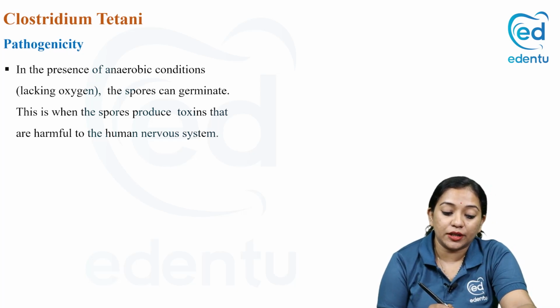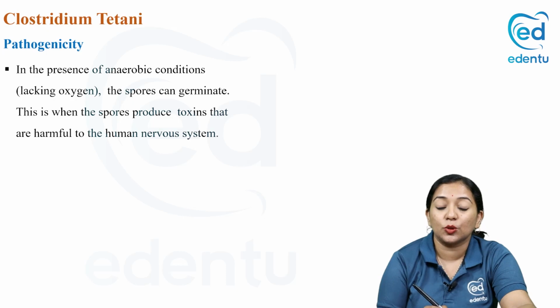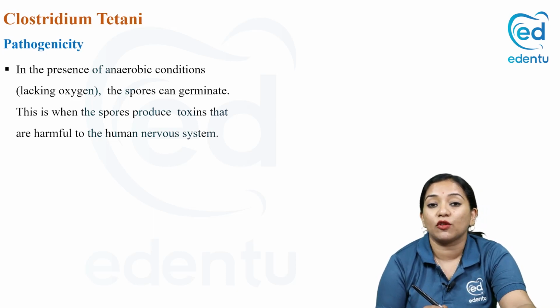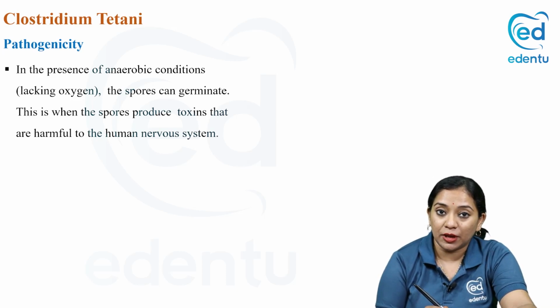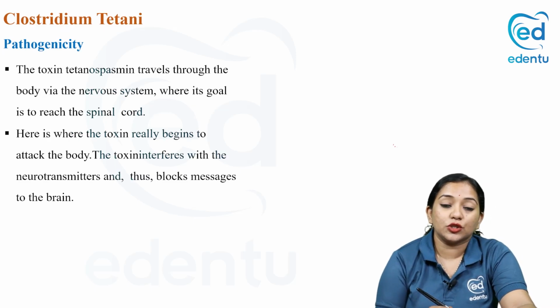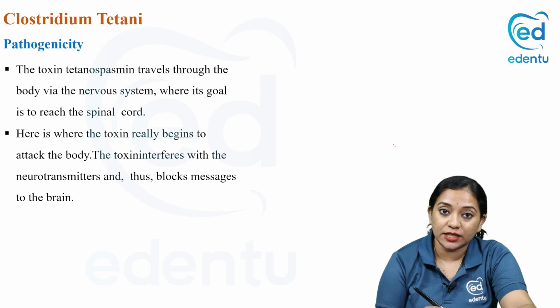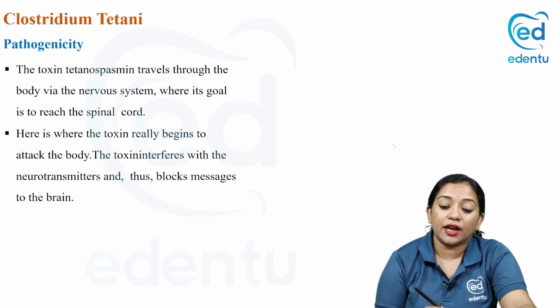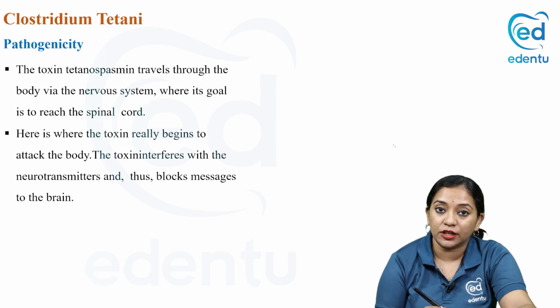In the presence of anaerobic conditions, the spores can germinate, and this is when the spores produce toxins and they can even enter into the nervous system. So, the main aim of the toxins of Clostridium tetani is to attack the nervous system of the human body. So, that is their main aim. Let's see what is happening in this condition. The toxin known as tetanospasmin, which we have already discussed, travels through the body via the nervous system, where its goal is to reach the spinal cord.